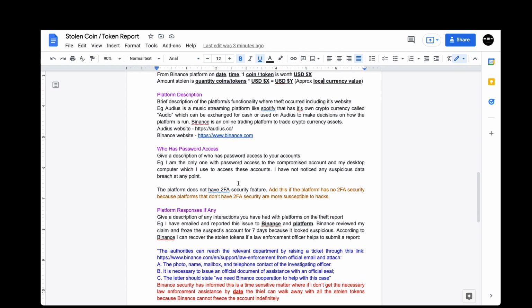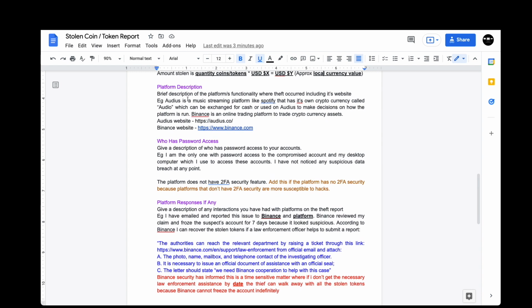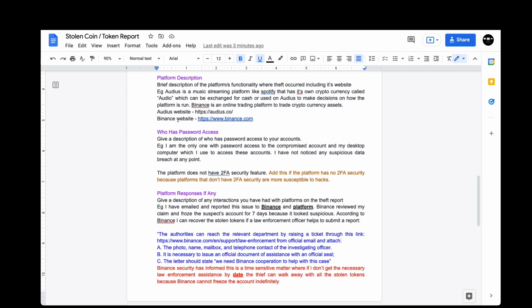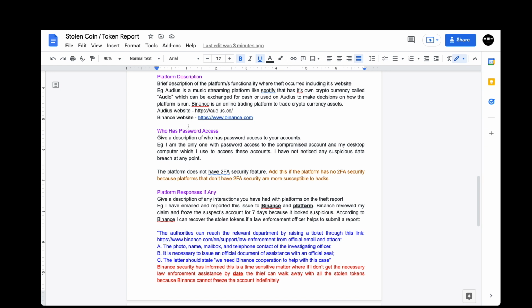Then you can go on to give a brief description about the platform. So the functionality of the platform in the shortest amount of lines. In my case, I had two platforms. So it was Audius platform, which was a music streaming platform, and Binance, which is a cryptocurrency trading platform. You can also add the website of these two platforms.